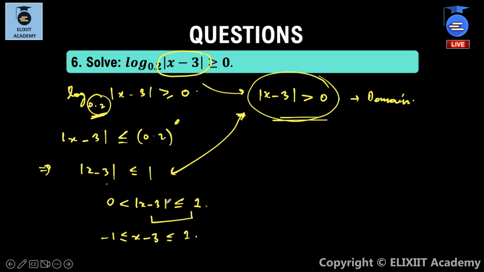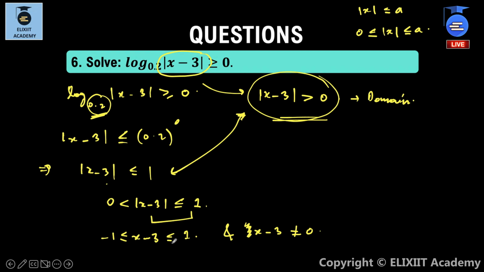What else? Mod of x minus 3, also x minus 3 is not equal to 0. We won't include 0, isn't it? I hope you remember this concept, right? When mod of x is less than or equal to a, automatically it is assumed that this is greater than or equal to 0 also. But here we don't have greater than or equal to 0. Here we have strictly greater than 0. So we are not going to include 0 in this case.